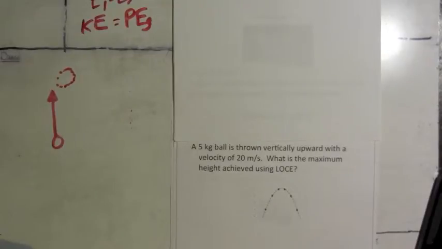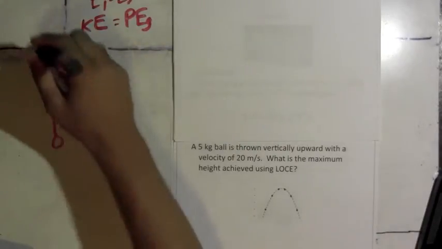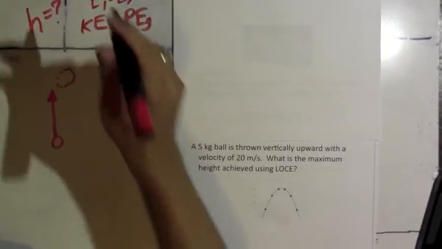You notice this is the exact same thing that we did before with the rock falling and seeing how fast it hits the ground. Now we're saying, hey, we're going to throw it. We've got velocity. How high is it going to go? So we are trying to solve for h.